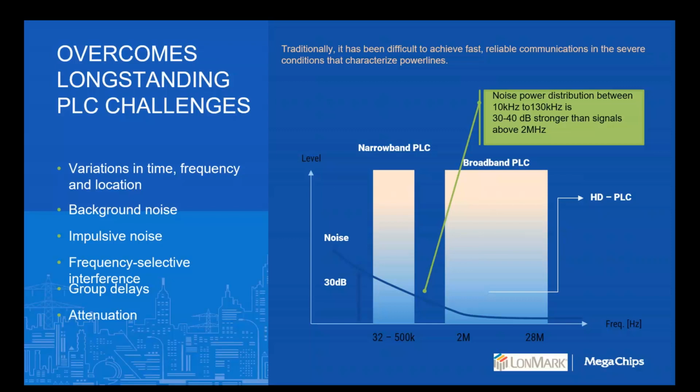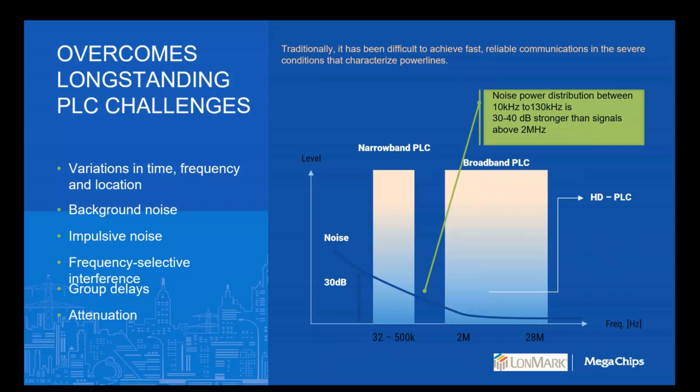Power lines are a hostile environment for communication. The lower 10 kilohertz to 500 kilohertz frequency region is especially susceptible to interference, background noise, impulsive noise, and group delays. The figure shows the average noise in a typical power line channel. You can see the noise power between 10 to 500 kilohertz is much stronger than signals above 2 megahertz, about 30 dB stronger.